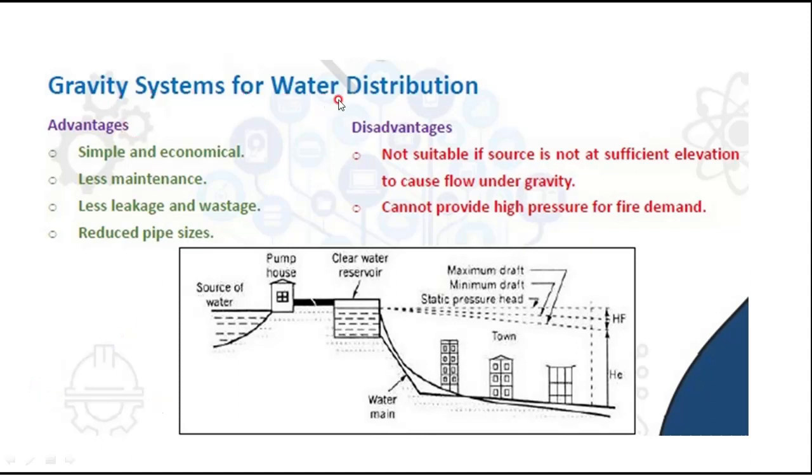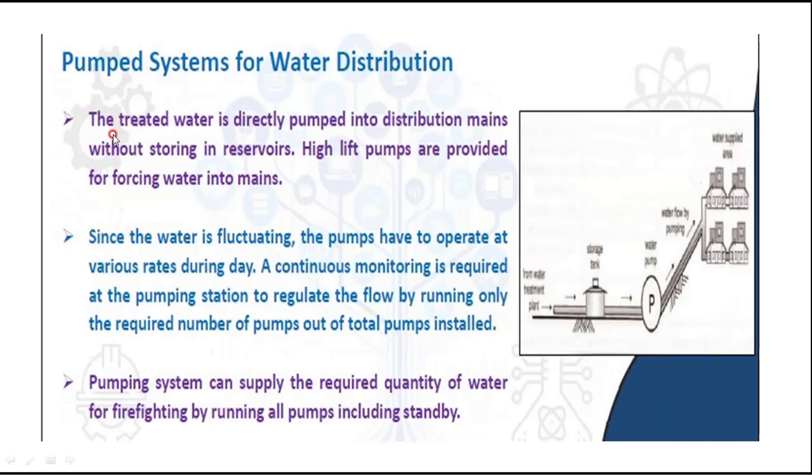Okay, gravity systems, as I said, the entire thing will be with gravity, and pumped systems for distribution system. Pumped system means what? See, you can see a storage tank is there, treatment plant, storage tank, and from this your village or your industry is at a higher elevation and you need to pump it. Okay, only in exceptional cases. See, ground level is at higher elevation.